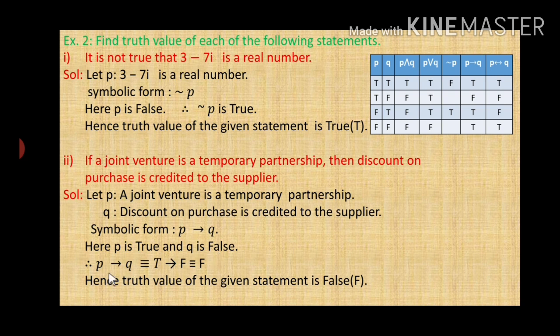Right? So substitute the truth values of P and Q in the symbolic form. So our symbolic form is P implies Q, that is equivalent to true implies F. Now what is true implies F? Check in this table. See, true and false implies, this second last column, F. Understood? So true implies F is F. So hence the truth value of the given statement is false. Have you understood?